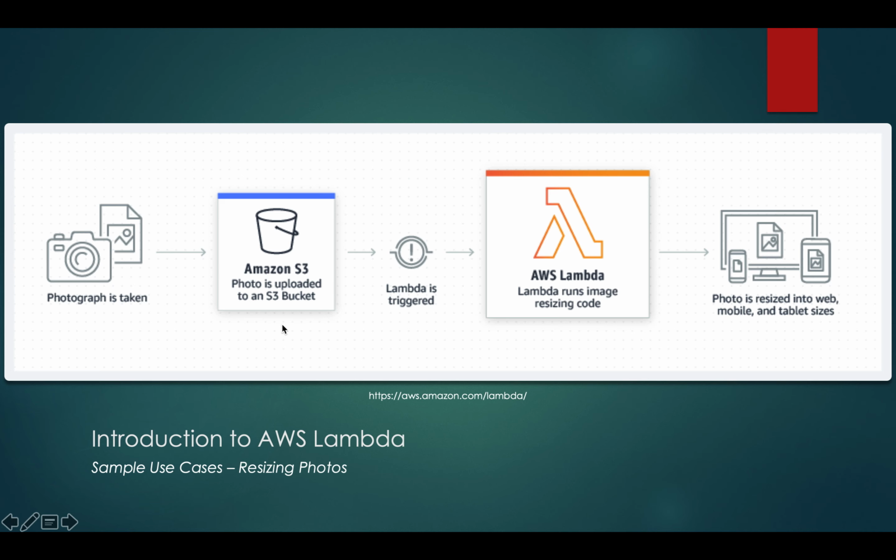You can configure S3 to trigger AWS Lambda. So now the act of uploading a picture to S3, Lambda gets a notification and runs some configurable code that you provide that resizes that image. And that image is then resized into whatever formats you need and maybe placed back in a different S3 bucket or published somewhere else.